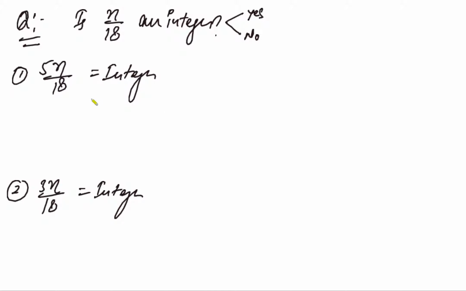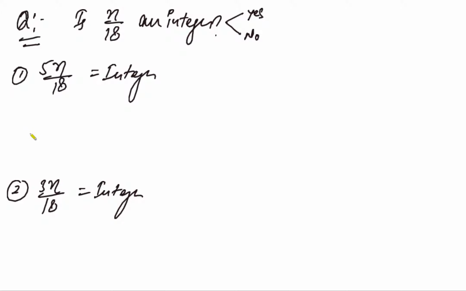So when we look at the first statement, we realize that 5n over 18 is an integer. And hence, we also realize that there is no common factor between 5 and 18. So people start thinking, okay, 5 has no relevance with 18. So for this to be an integer, n must be divisible by 18. Which is absolutely fine to start with.